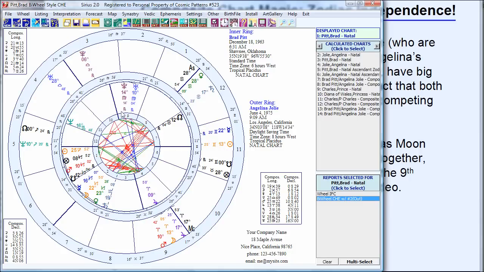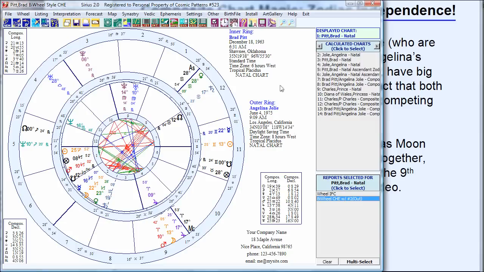And Angelina's sun, remember this is Angelina on the outside, is square Brad's Pluto, 13.5 Gemini to his Pluto early 14 Virgo, a little over half a degree orb. So two strong squares. Her sun square his Pluto, the Mars is squared to each other. If you're an astrologer, what does that make you think of? Power conflicts. These are two powerful people.